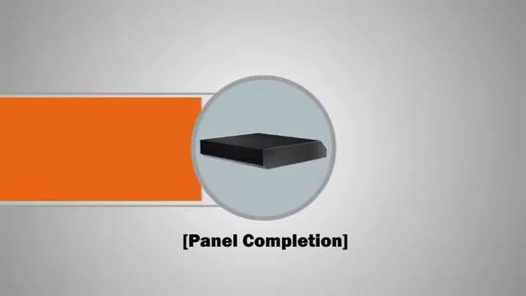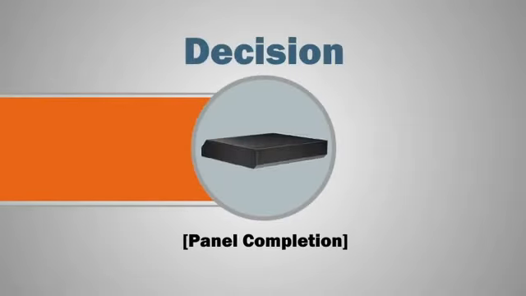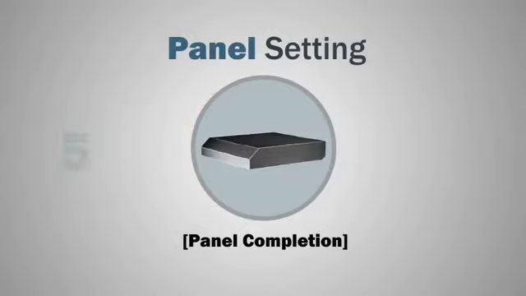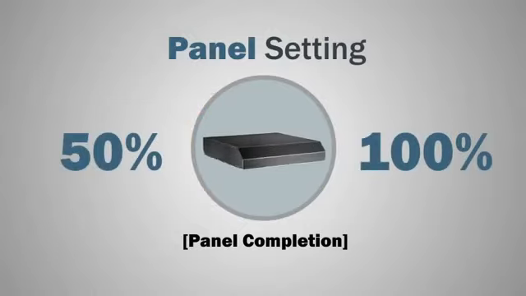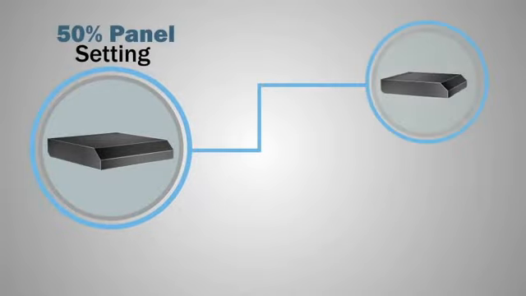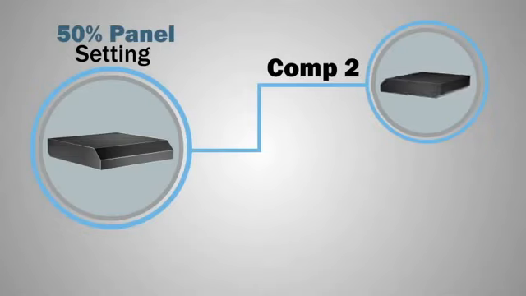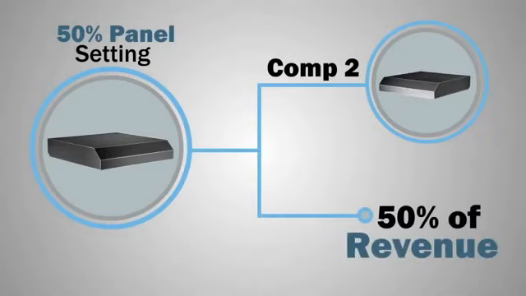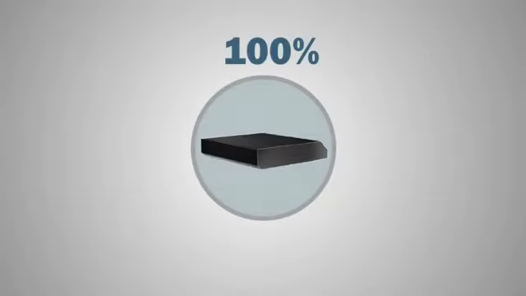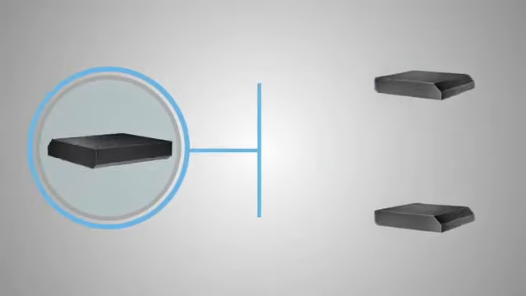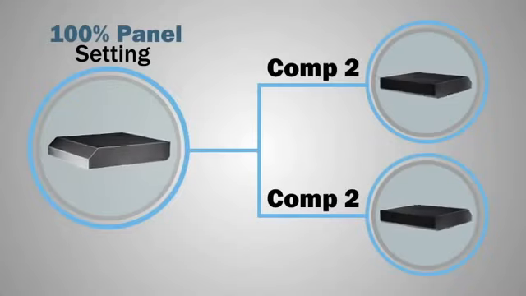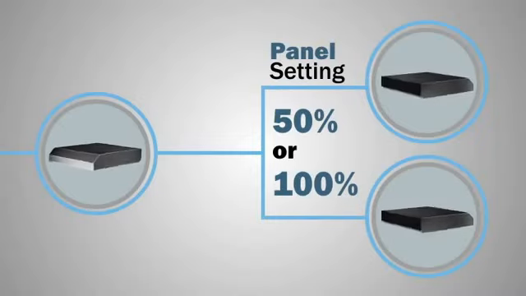Before your panel reaches completion, it's in your hands to make one final decision. Is your panel set to 50% or 100%? A setting of 50% will grant you another complementary panel of the same color, known as a comp 2, as well as the ability to withdraw 50% of your revenue from that panel. Now, if your panel was set to 100%, this would grant you 2 complementary 2 panels of the same color. With each generation of panels, you have the option of setting each one to either 50% or 100%.